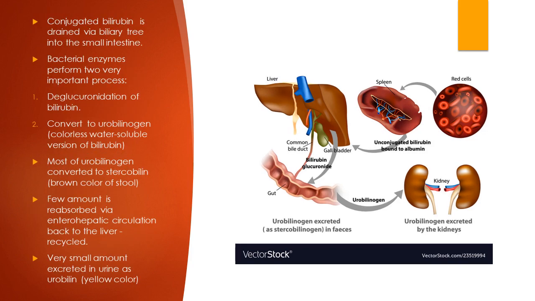Conjugated bilirubin in bile is then drained via the biliary tree into the small intestine. Intestinal bacteria then play an important role, first deconjugating bilirubin by removing glucuronic acid, then converting it into urobilinogen. From here, urobilinogen has two fates, either converted into stercobilin and released in the stool, giving it its brown color, or being reabsorbed back into the body where it's either reused by the liver in bile or converted by the kidney into urobilin and excreted in urine, giving urine its yellow color.